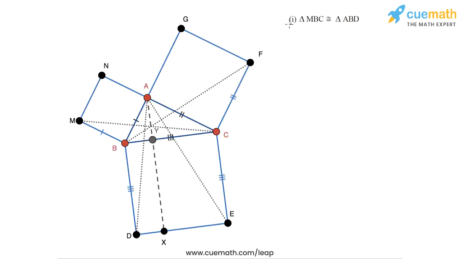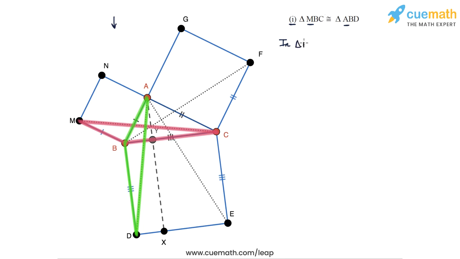So let's start with the first part. You can see that I've redrawn the figure to be larger. Now in the first part, we have to prove that triangle MBC is congruent to triangle ABD. So I'm going to highlight both of these triangles now. Triangle MBC is this triangle and triangle ABD is this triangle. And we have to show that these two triangles are congruent. So let's compare the corresponding parts in these two triangles.